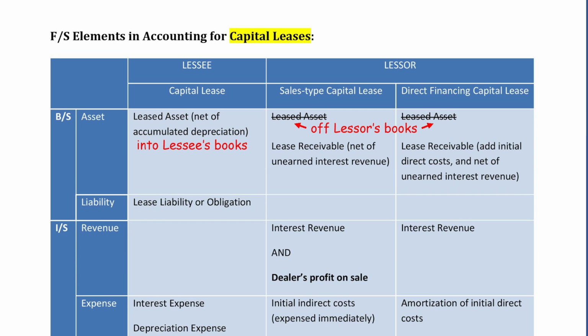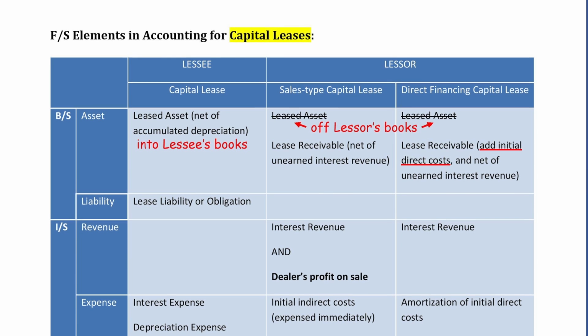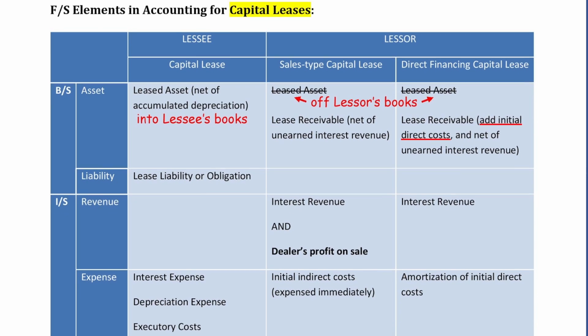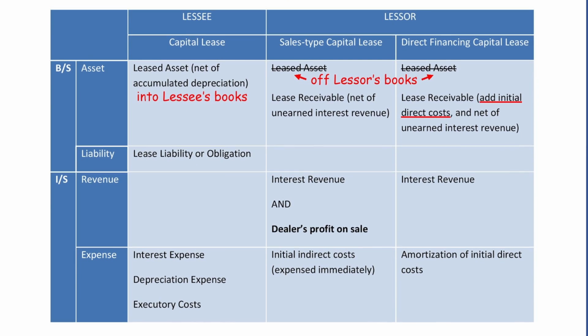Now, as the leased asset is going off the lessor's books, the lessor now has a lease receivable. In a sales type lease, the lease receivable is net of unearned interest. In a direct financing lease, you add the initial direct costs of the lease to lease receivable and then net it off unearned interest. So underline add initial direct costs. For the lessee, you have a liability also on the balance sheet, which is the lease liability.